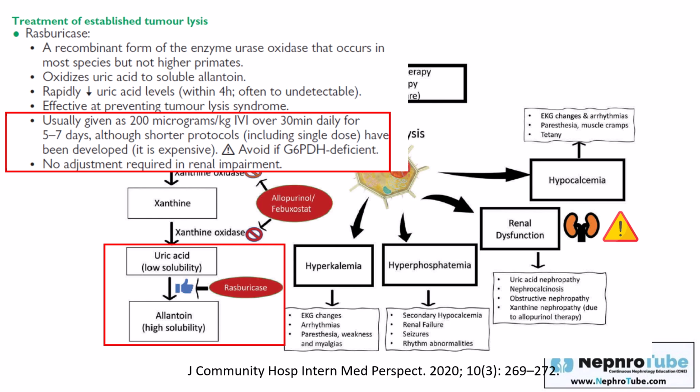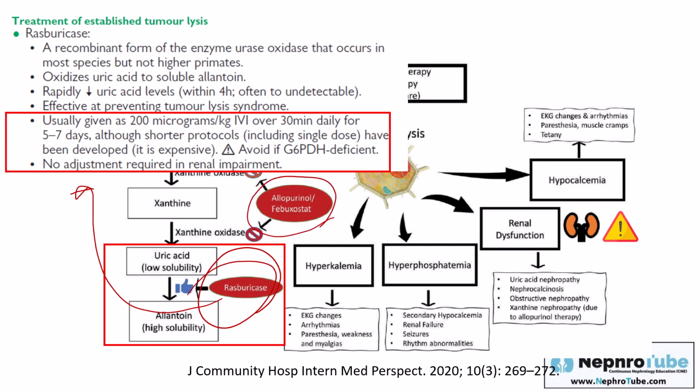Regarding rasburicase, it is usually given as 200 microgram per kilogram intravenously over 30 minutes daily for 5 to 7 days. There are some shorter protocols to use rasburicase, including a single dose, but it is very expensive. Rasburicase must be avoided in patients with glucose-6-phosphate dehydrogenase deficiency, and it has no dose adjustment.